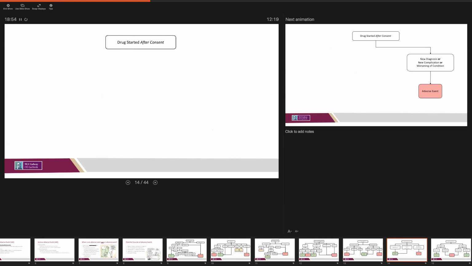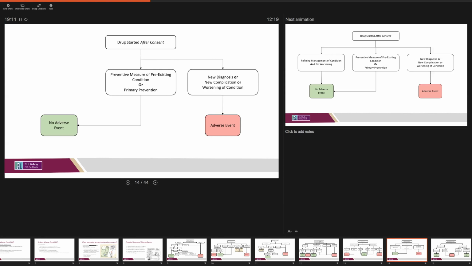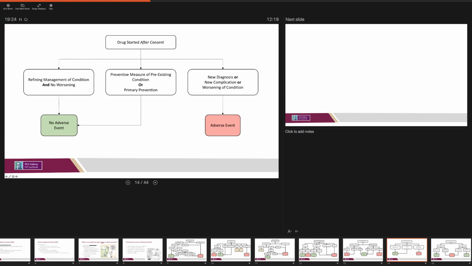Moving into medication starting. So if a patient starts a new drug after the time of consent, if it's occurring because of a new diagnosis, a complication of an existing diagnosis, or a worsening of a condition, that's an AE. If it is a preventive measure relating to a pre-existing condition or primary prevention, so something like patients starting aspirin to prevent a future risk of heart attack, that's not an AE because it's an entirely preventive measure. And equally, if you can argue that the medication that's been started is occurring because you're refining the management of an ongoing condition, but you don't think it's worse, you could make a decision that that's not an AE.